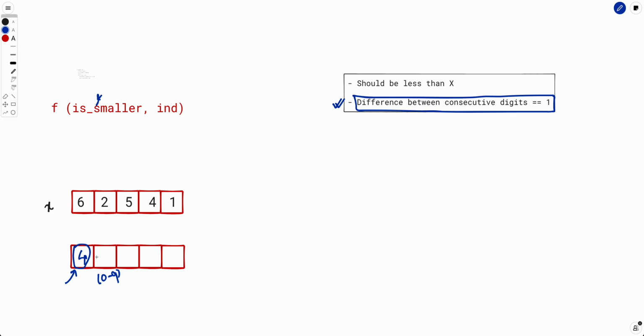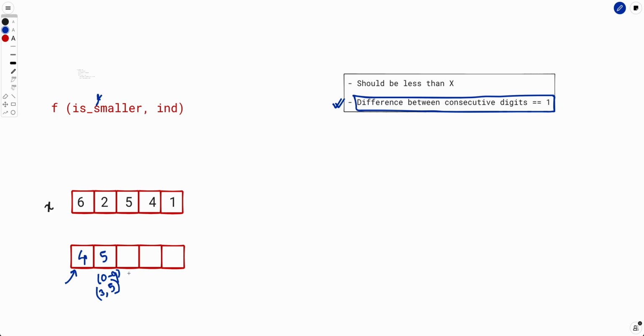So in this particular criteria, you can only put either 3 or 5. Basically everything between 0 and 9 is applicable, but only 3 and 5 have an absolute difference of 1 with 4. So now you have only two choices here, 3 and 5. So based on what you fill, let's say you fill 5 here.